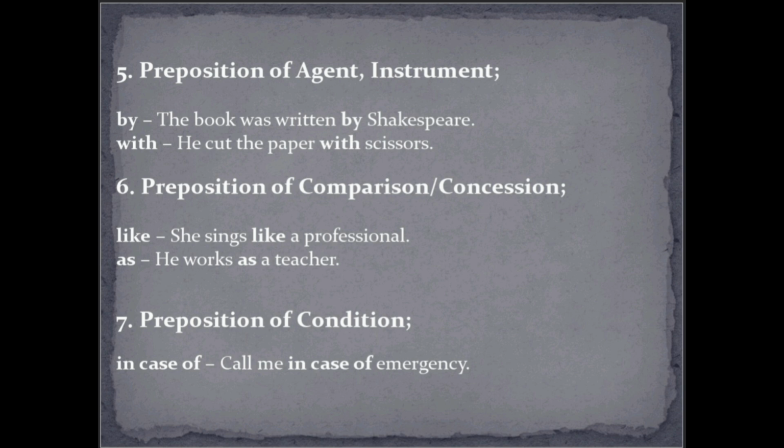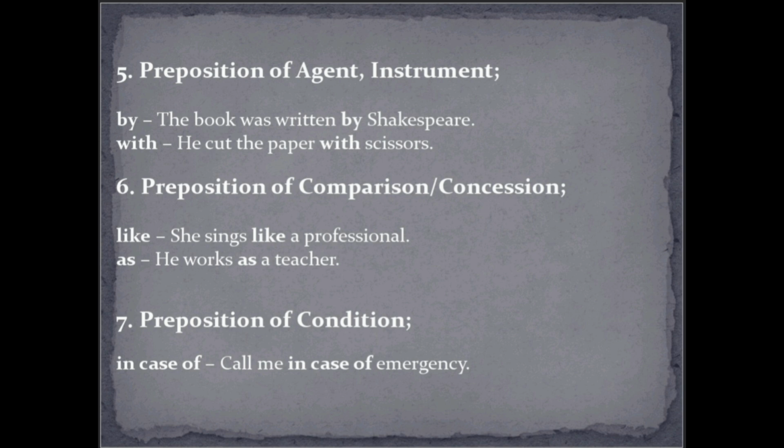Now let's see an example for instrument. He cut the paper with scissors. So with the help of one instrument, he cut the paper. So that is what we are calling the instrument preposition. We are using with here. With shows the instrument used, scissors. She wrote the letter with a pen. So we use the preposition with to show the instrument. The instrument here is the pen.